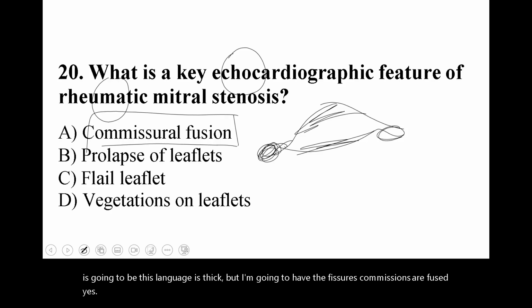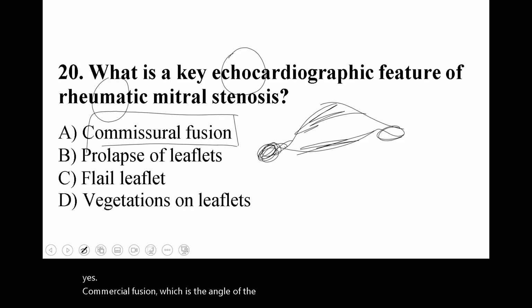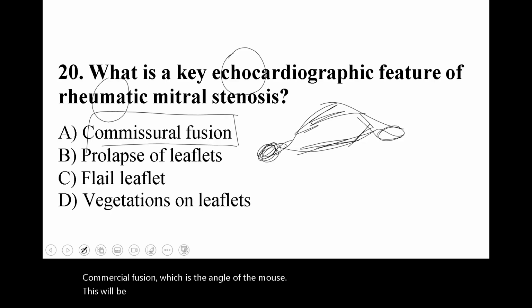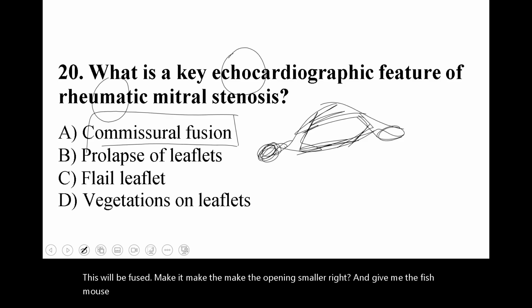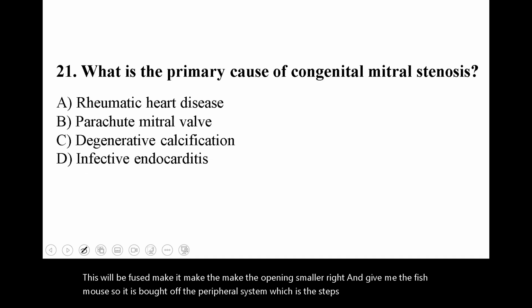Commissure fusion, which is the angle of the mouse. This will be fused, make the opening smaller, right? And give me the fish mouse. So it is part of the peripheral system, which is the steps of the mitral valve.